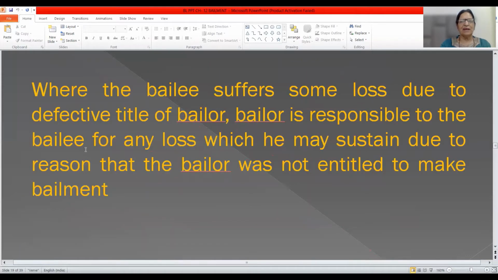Moving ahead, friends, if bailee suffers a certain amount of loss due to the defective title of the bailor, then bailor is responsible to the bailee for any loss which he may sustain because the bailor was not entitled to make the bailment. What has the bailor done, friends? Bailor has stolen the goods, and then he has bailed those goods with the bailee. And then the real owner comes to the bailee and says, these are my goods. Then in that case, whatever loss is suffered by the bailee, he has the right to be compensated by the bailor, because he was not the true owner. And we always presume the person who is bailing the goods has the true title to the goods.